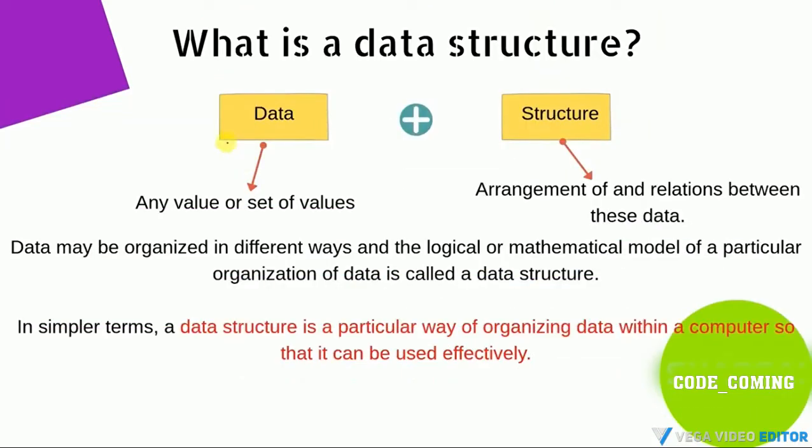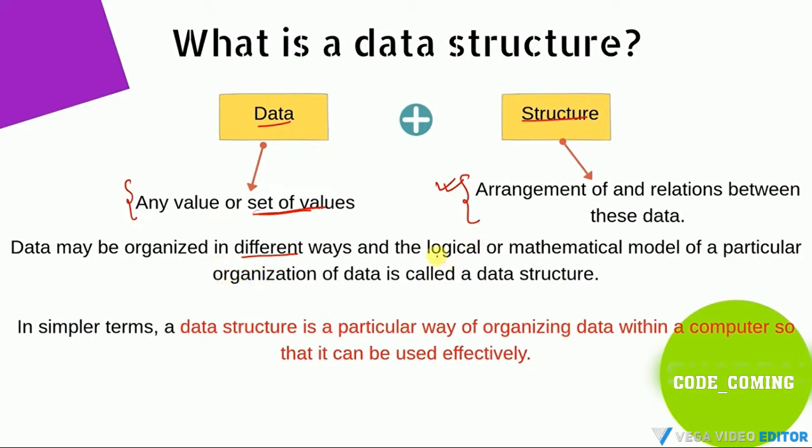So the term data structures can be divided as data plus structure, where data can be any value or set of values. In the previous examples, we had a set of values that were the names of all students. And structure, as per its literal meaning, is an arrangement of and relations between these data. In the previous case, alphabetically storing was a structure. So data may be organized in different ways. We can organize it alphabetically, numerically, ascending, descending, etc. in however many ways possible.